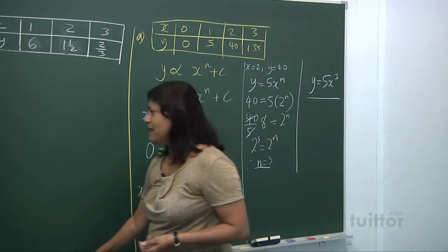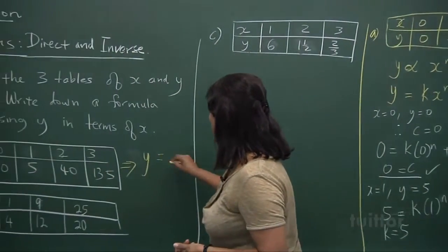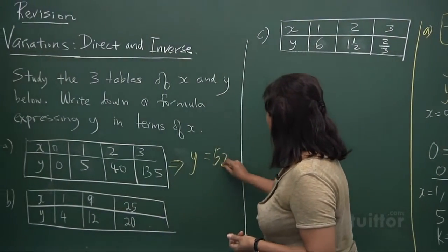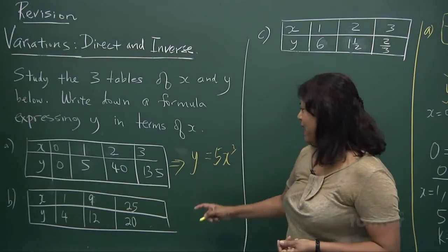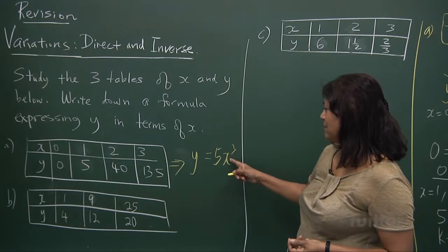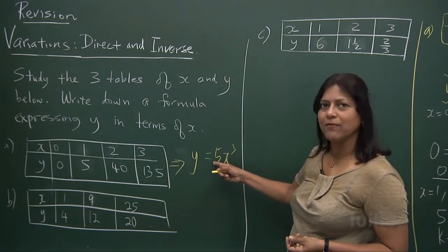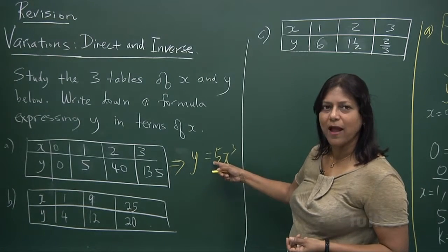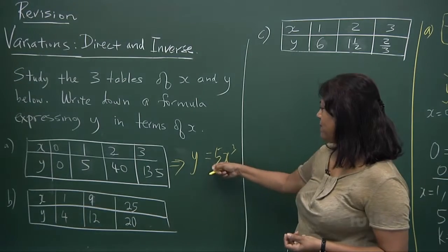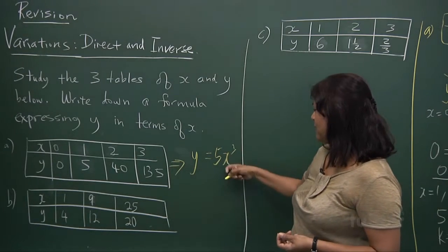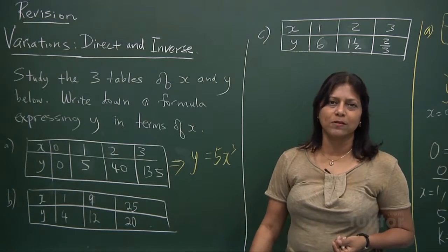Let's fit it in. You can say y equals 5x cubed. Let's see if it's true. When x is 3, cubed is 27, and 27 times 5 gives you 135. When x is 2, cubed is 8, and 8 times 5 is 40. When x is 1, it's 5. Everything is there. So that unfolds.